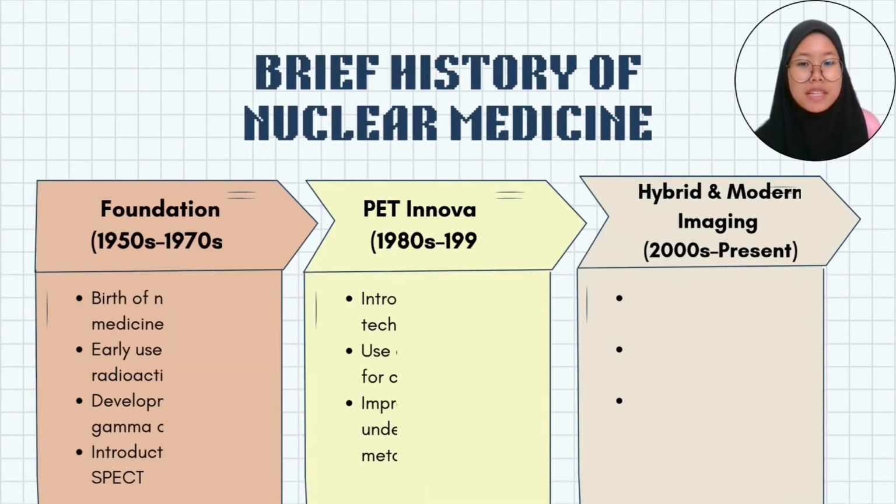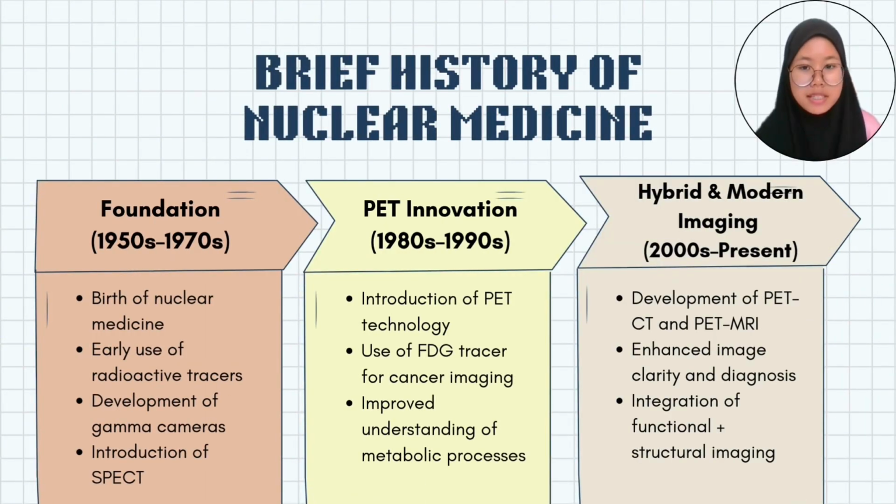So let's see a little bit of detail about the history of nuclear medicine. As you can see on the slide, nuclear medicine has gone through three major phases of development. Phase 1, from the 1950s to the 1970s, was the foundation stage. During this time, basic radioactive tracers were introduced, gamma cameras were developed, and SPECT-CT imaging emerged.